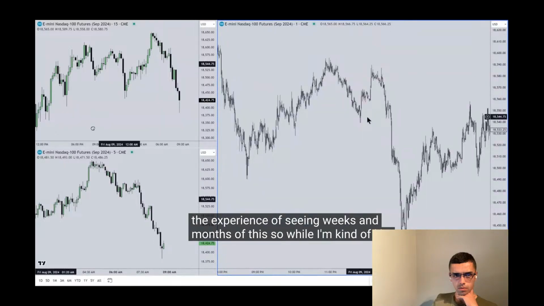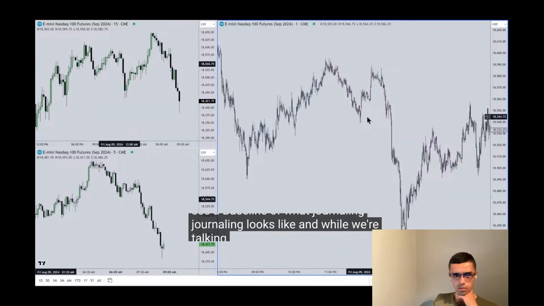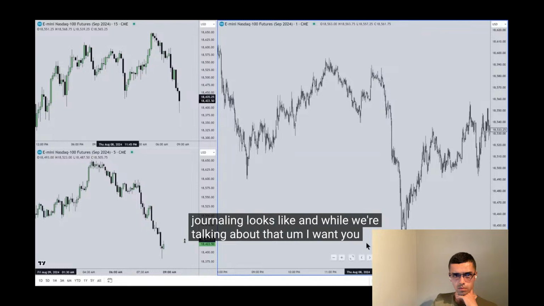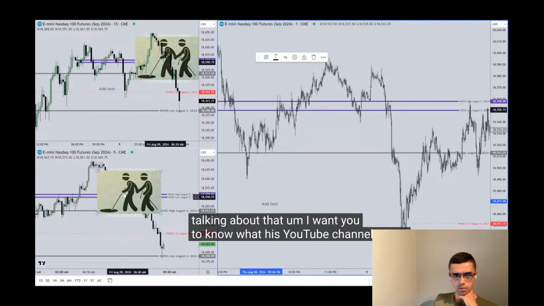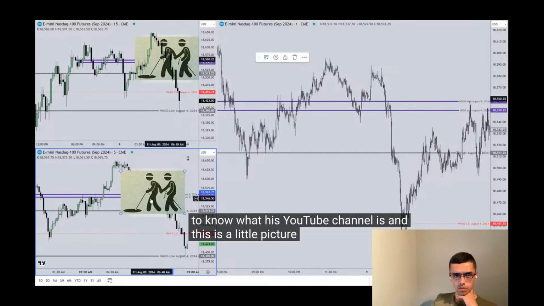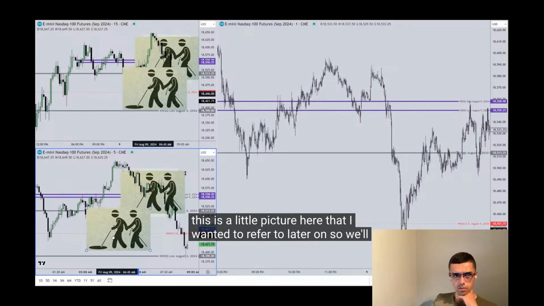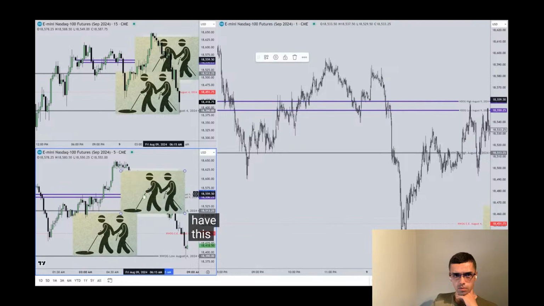So while I'm kind of like ushering Caleb through 1 month of this stage, he's looked at charts before this. So I'm just going through the pantomime basically of saying this is what you would be doing if you're new, but you would be doing it for a couple months, whereas I'm just doing it for 4 weeks with him. So that way you can see a baseline of what journaling looks like. And while we're talking about that, I want you to know what his YouTube channel is. And this is a little picture here that I wanted to refer to later on. So we'll have this as a talking point in a moment.